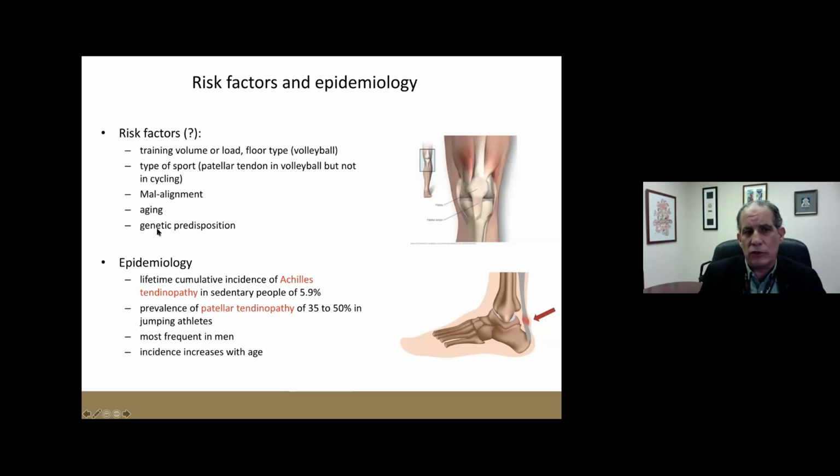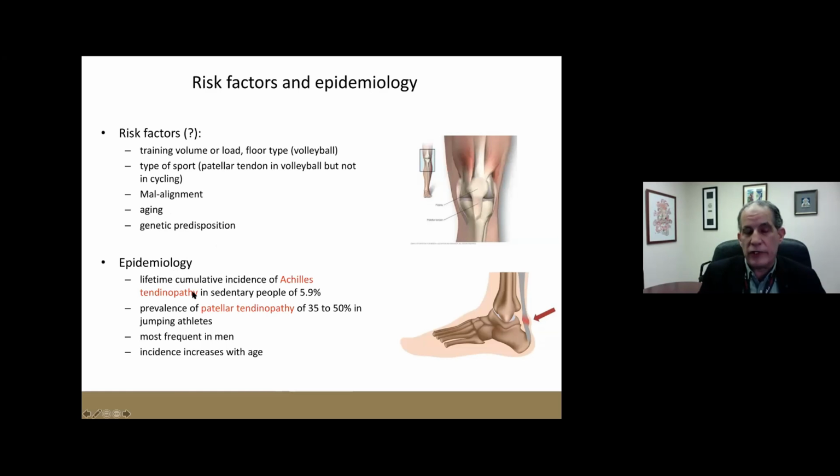And as you may know, there is also this idea that some people may be predisposed to tendinopathy, and some researchers have identified genes that may actually predict who may be at risk of having a tendinopathy.